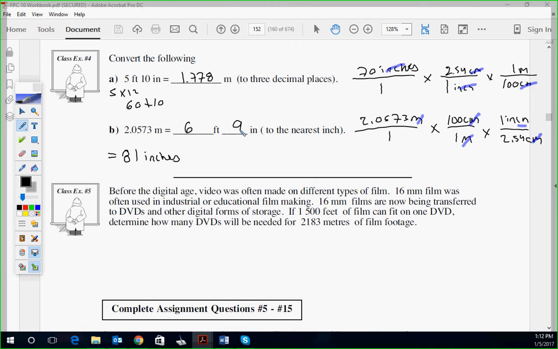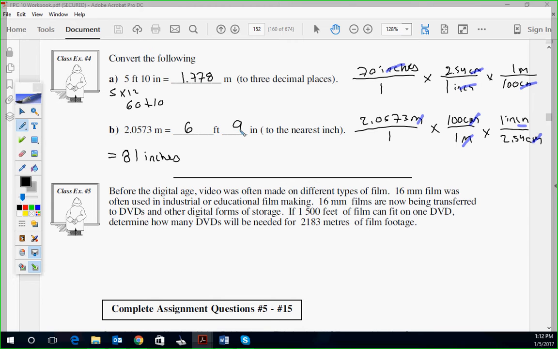Okay, last one. Before the digital age, video was often made on different types of film. 16mm film was often used in industrial or educational filmmaking. 16mm films are now being transferred to DVDs and other digital forms of storage. If 1,500 feet of film can fit on one DVD, determine how many DVDs will be needed for 2183 meters of film footage.